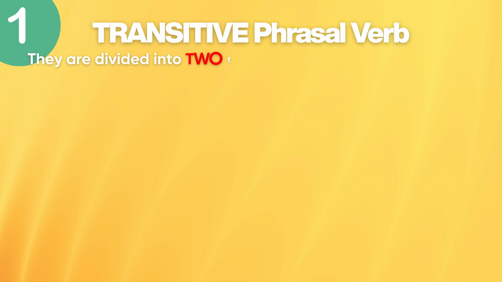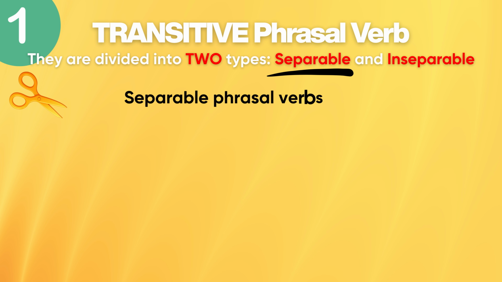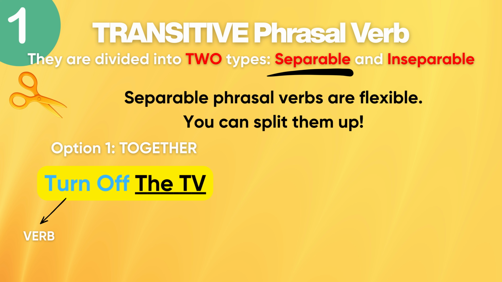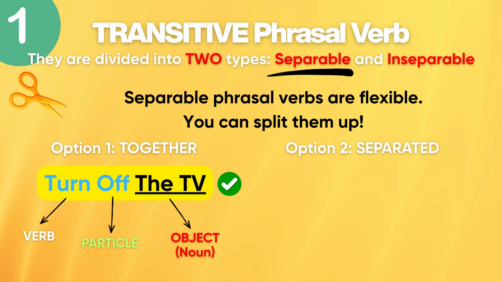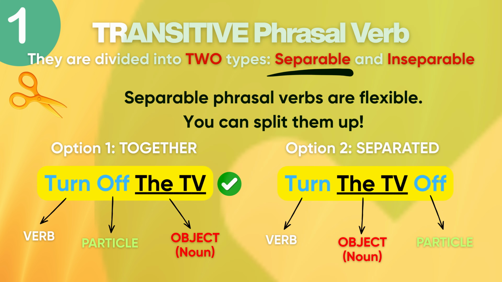Transitive phrasal verbs are divided further into two types, separable and inseparable. First, understand separable. Separable phrasal verbs are flexible, you can split them up. Let's take our last example and see how it behaves as a separable phrasal verb. Turn off the TV. Option 1, together. Here the verb and particle stay together and the object, the TV, follows. The sentence makes sense. Come to option 2, separated. Turn the TV off. Here the verb and particle are separated by the object, the TV, which is a common noun. This sentence also makes sense.